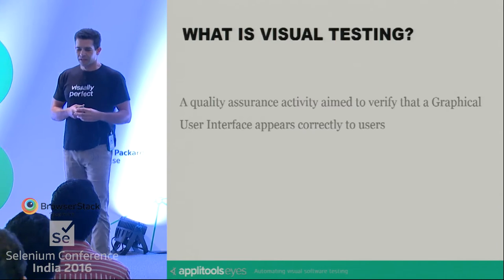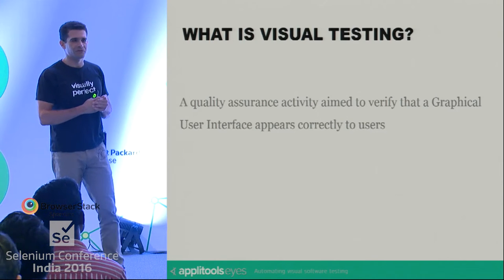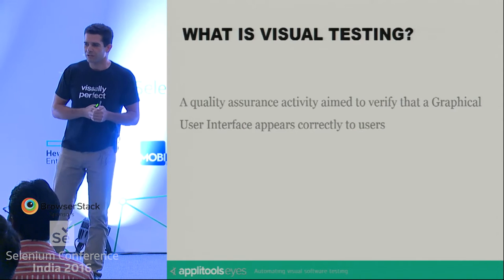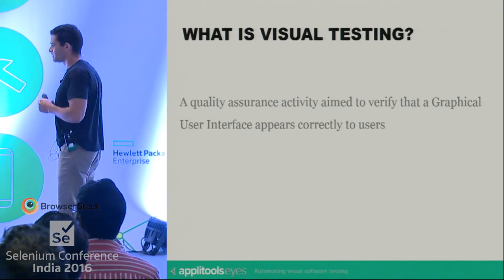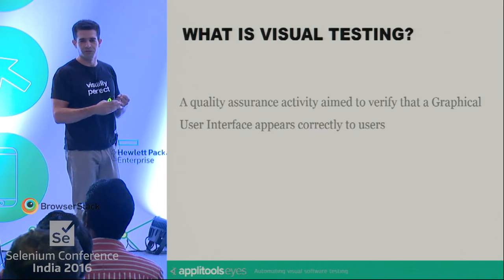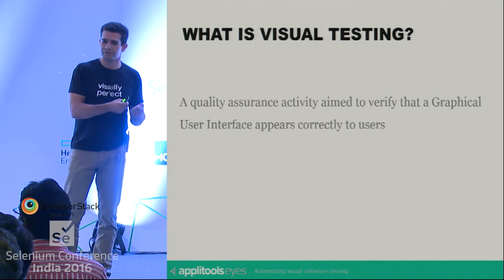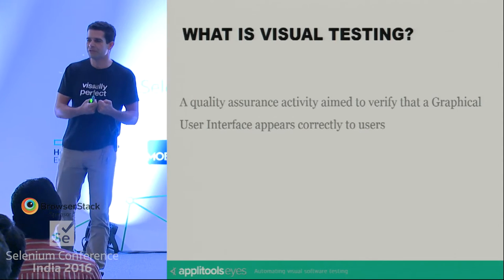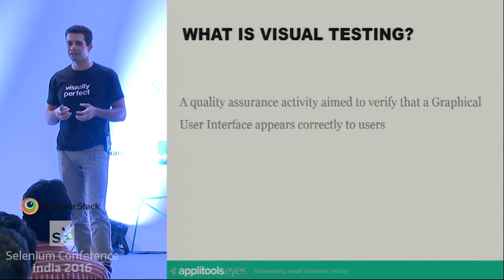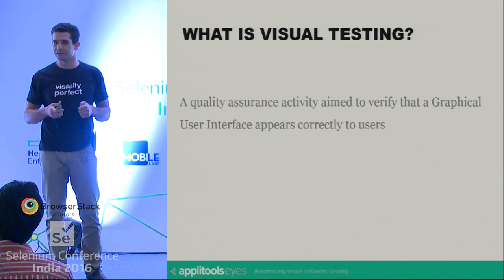Okay. So what is visual testing? It is a quality assurance activity that is aimed to verify that the graphical user interface appears correctly to the end user. Now, this goes beyond the traditional functional testing that you're used to doing with tools like Selenium and others, like QTP, UFT, Appium, etc., where the focus is to test the functionality of the application through the UI. What we are focusing on here is making sure that the UI itself appears correctly, that each UI element appears in the right color, shape, position, and size, and that it doesn't overlap or hide any other UI element.